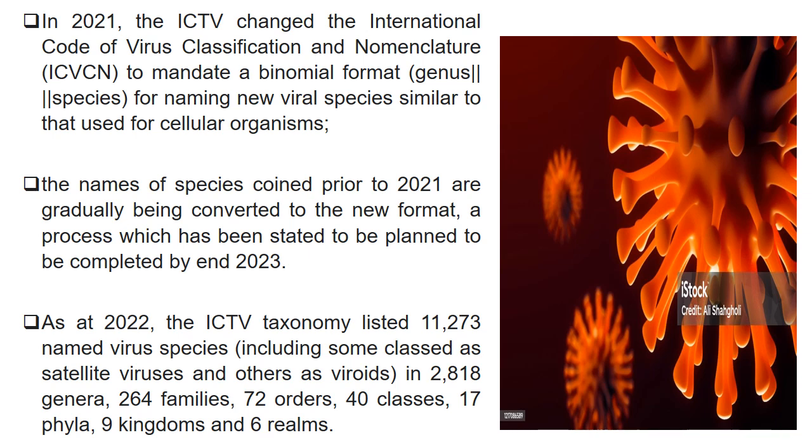As at 2022, the ICTV taxonomy listed 11,273 named virus species, including some classed as satellite viruses and others as viroids, 2,818 genera, 264 families, 72 others, 40 classes, 17 phyla, 9 kingdoms, and 6 realms.